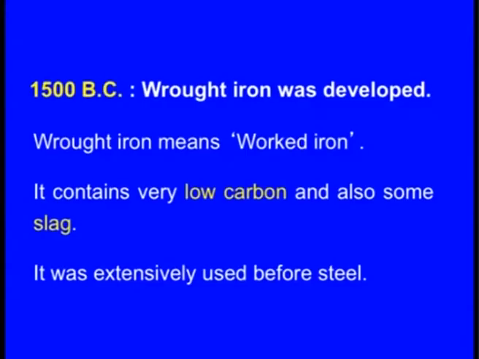During 1500 BC, wrought iron was developed. Wrought iron means worked iron. It contains very low carbon and also some slag. It was extensively used before steel was developed.